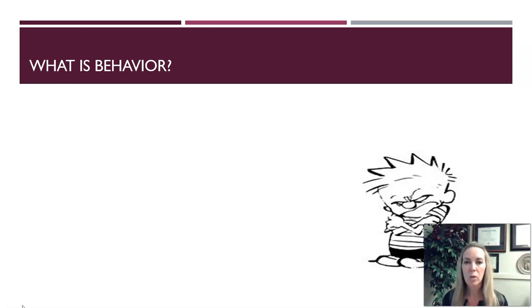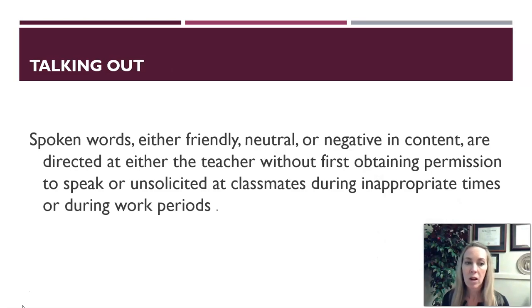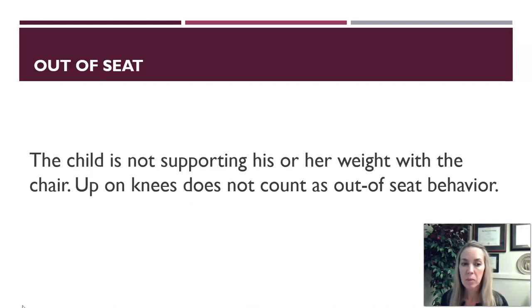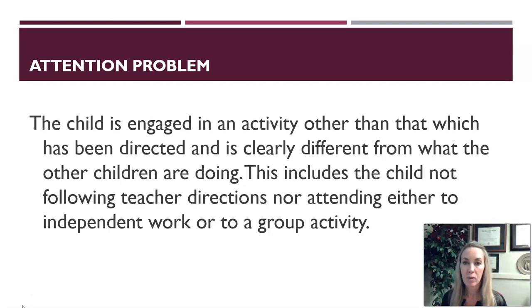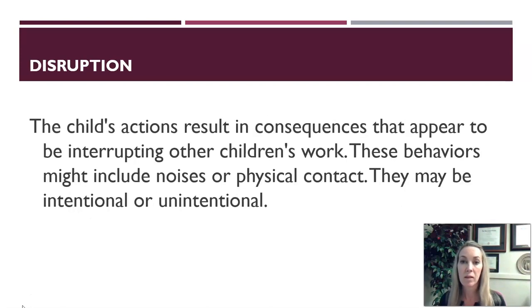Okay, so we want to make sure we're defining behaviors in a way that describes what we see or hear when the behavior occurs. So for example, talking out. Here's a definition of talking out. Out of seat: the child is not supporting his or her weight with the chair. Being up on knees does not count as out of seat. And attention problems, range of examples, positive examples and non-examples. Disruption, where the child's actions result in consequences that appear to be interrupting other children's work. These behaviors might include noises or physical contact. They may be unintentional or intentional.